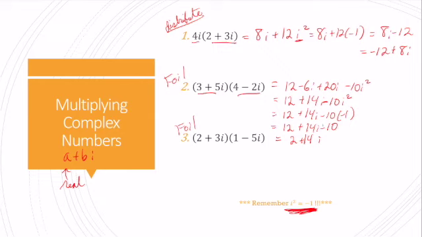Sorry, this is going to be a positive 10. So 12 plus positive 10 is 22 plus 14i.